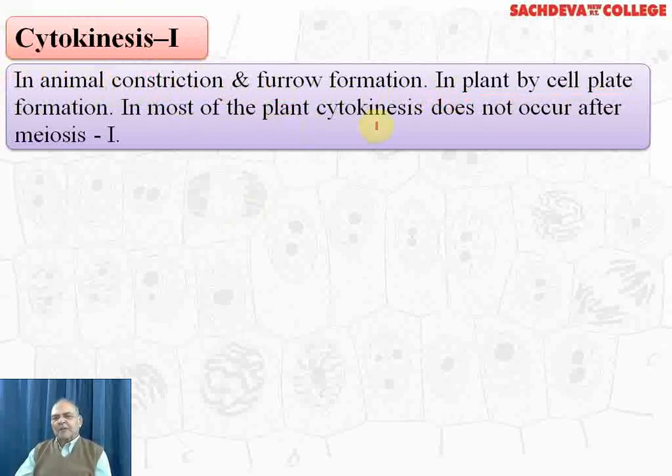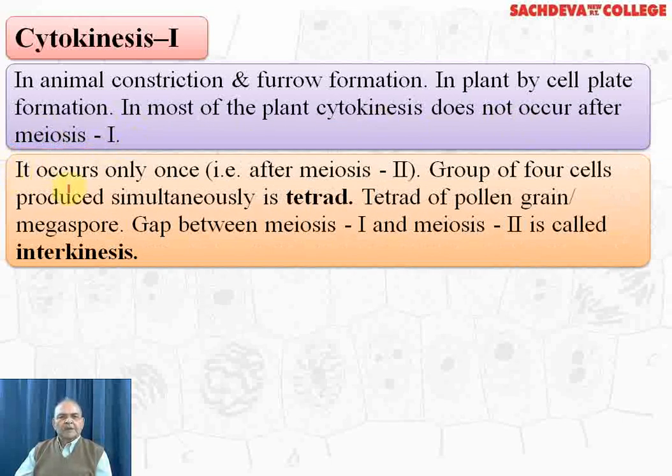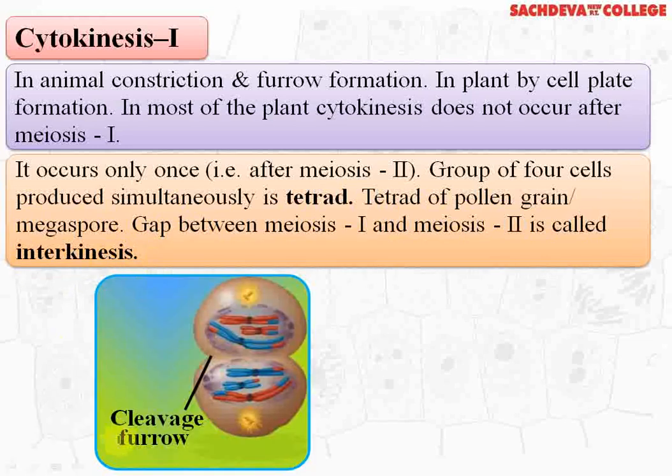In most plants, cytokinesis does not occur after meiosis-I. It occurs only once, that is after meiosis-II. A group of 4 cells produced simultaneously is called a tetrad. Tetrad of pollen grains, or maybe of megaspores, and the gap between meiosis-I and meiosis-II is called interkinesis. Now here you can see the two daughter nuclei, meaning meiosis-I is complete and a constriction is arising. Of course, it is a case of an animal cell.